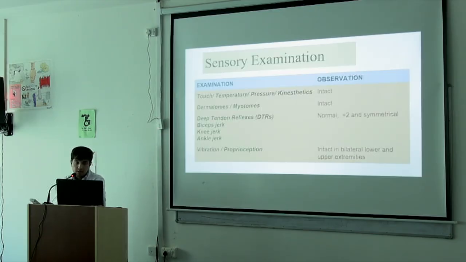Now the sensory examination, including touch, temperature, pressure, and kinesthetic sense, was all intact and normal. The dermatomes and myotomes were completely intact. The deep tendon reflexes, such as biceps, knee jerk, and ankle jerk, were all completely normal and symmetrical. The vibration sense and proprioception of the patient were intact in the bilateral upper and lower extremities.